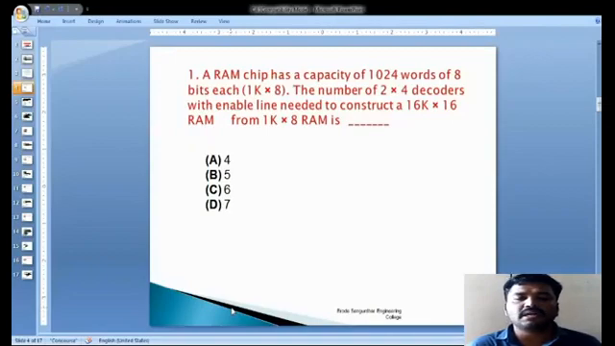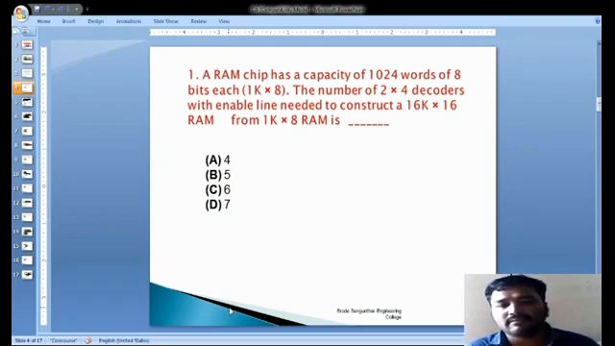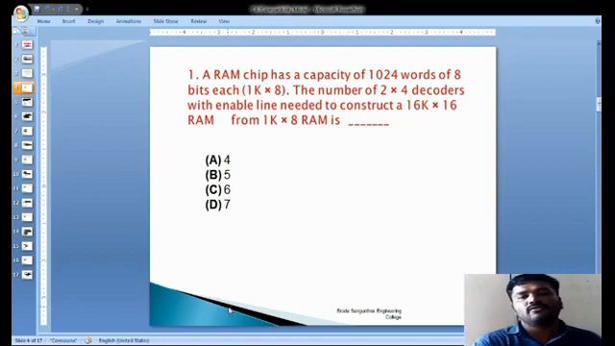Okay, so what is the thing they have asked? They have given the capacity of 1024 words, each having 8 bits. The number of 2 by 4 decoders needed to construct a 16 by 16 RAM from 1 by 8 RAM is. So we have to construct using 2 by 4 decoders. How many 2 by 4 decoders are needed for constructing this particular 16 into 16 RAM? That is what they have asked.